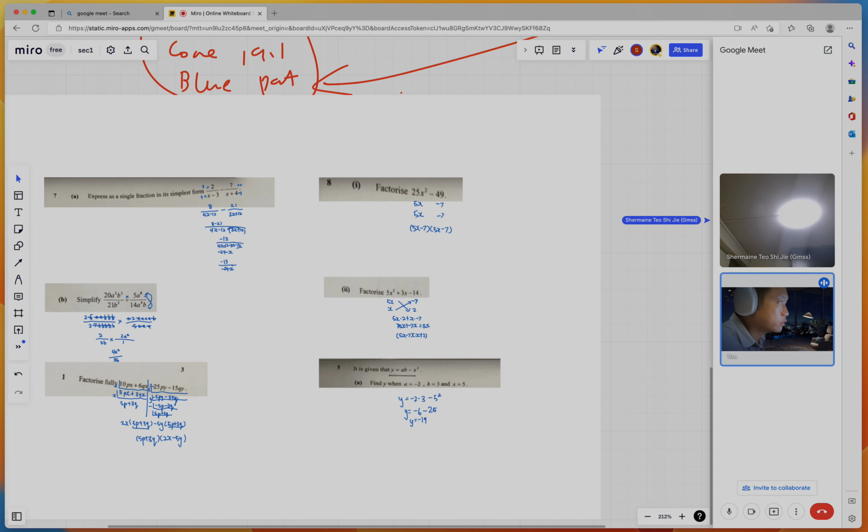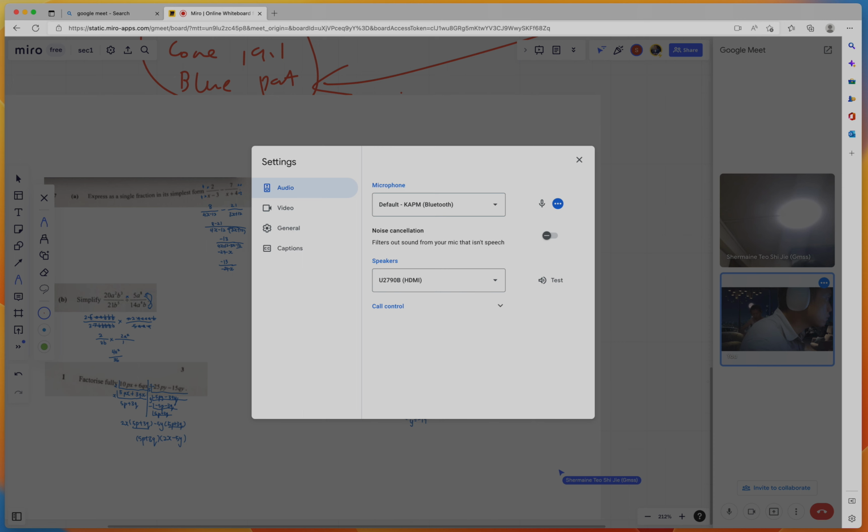Okay, can you see page 3 already? Okay, good. So page 3, can you move your cursor to page 3? So I know that you are paying attention. How come I cannot hear you at all?